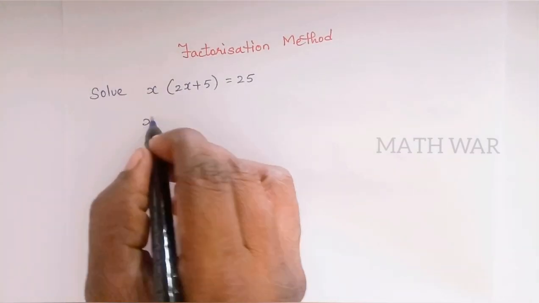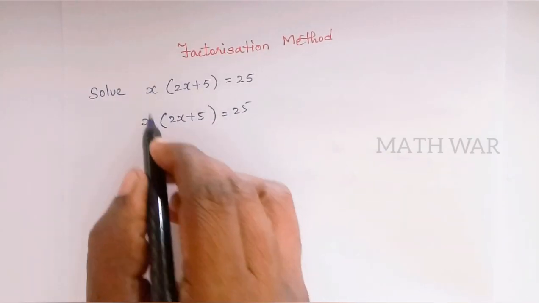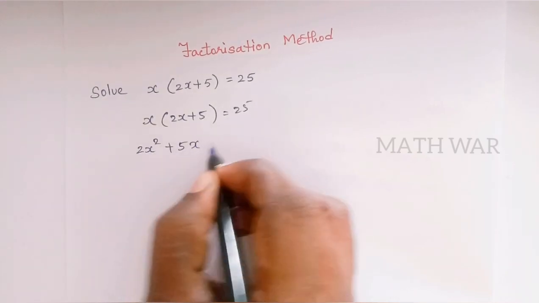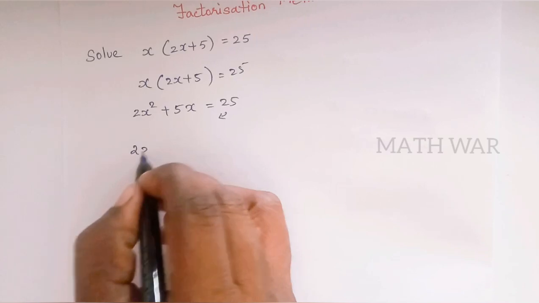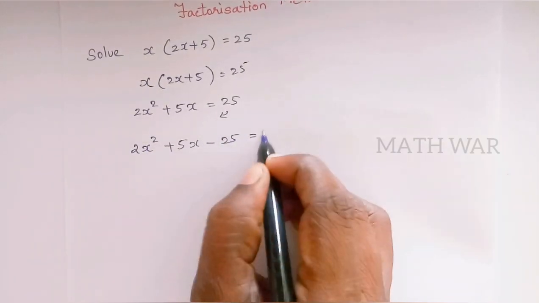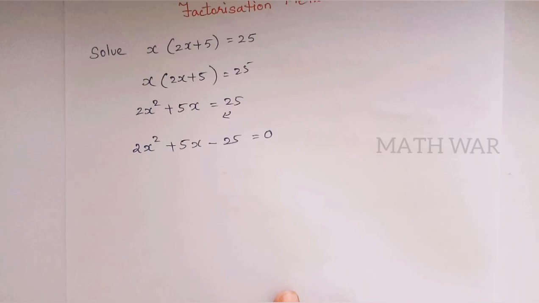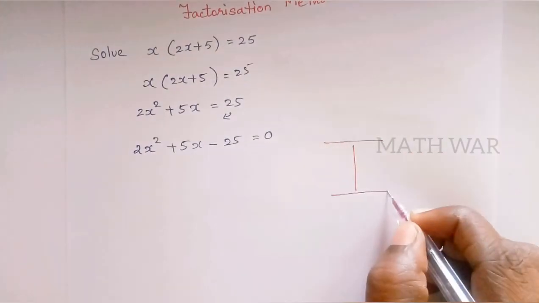So x into 2x plus 5 equal to 25. If you multiply it inside, 2x square plus 5x equal to 25. Bring it to the left hand side. You will get 2x square plus 5x minus 25 equal to 0. Now this is of the form ax square plus bx plus c equal to 0. Now we are going to use the factorization method to solve it.